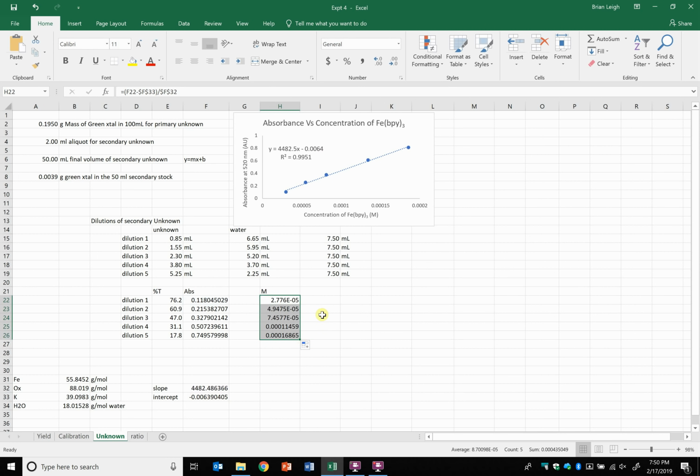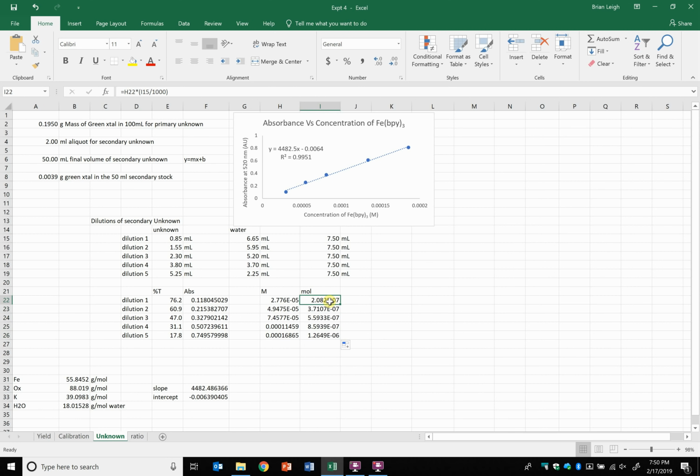Okay, so that's going to be good. The next step would be to figure out the number of moles. How many moles of iron BIPI are there in that container? So our moles are simply going to be our molarity multiplied by our final volume, right? Of course, that volume has to once again be in liters, so we'll divide it by 1,000. And now we have our iron BIPI molarity for each one of those solutions.